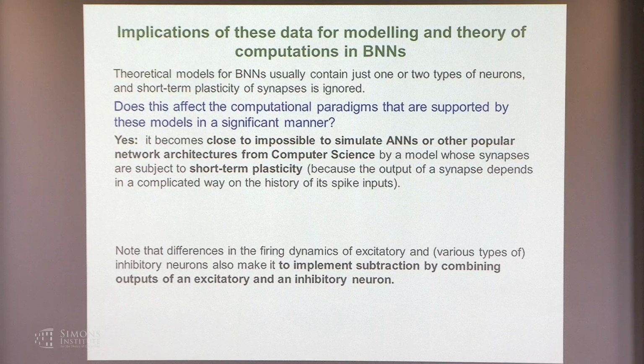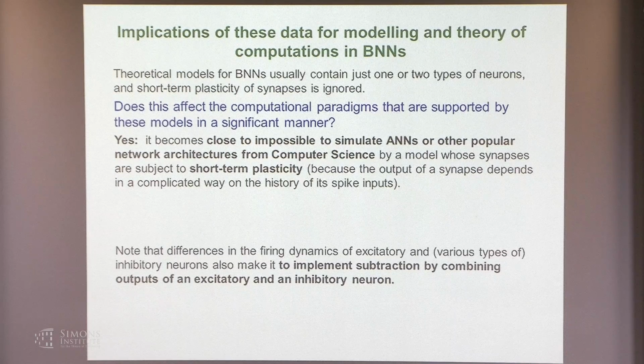And as I mentioned, I think a strong implication of taking this into account is, for theoreticians, computation becomes very hard now. To take any artificial neural network computation, or any kind of Boolean circuit, or any circuit we like in computer science, and implement it in one way or another with a model for a BNN.